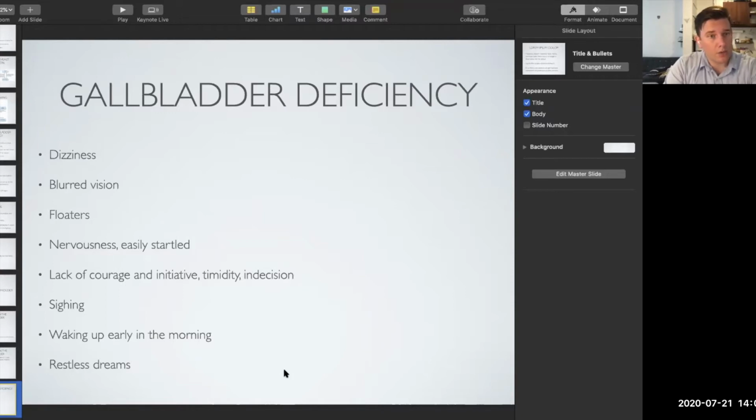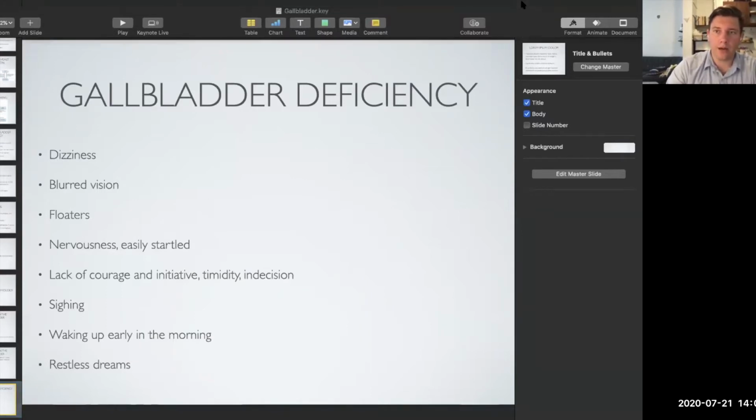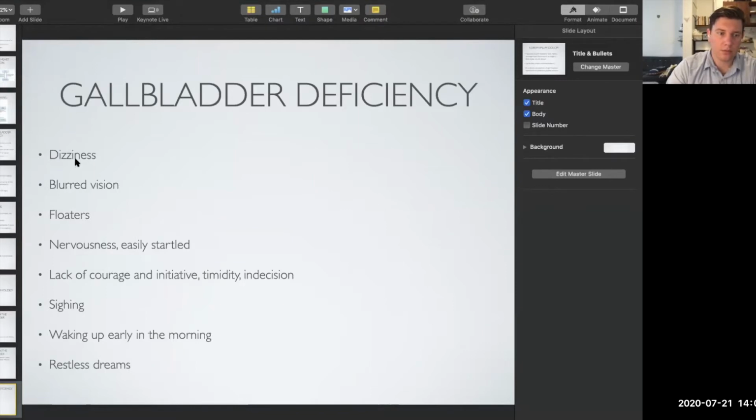Sighing, a tendency to wake up early in the morning. So that's going to be usually after liver time, so like early. And restless dreams, because this deficiency is going to make the Hun move erratically as well. And that's your introduction to the gallbladder. How's that sound? Anyone have any questions?